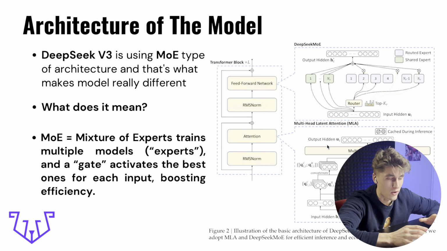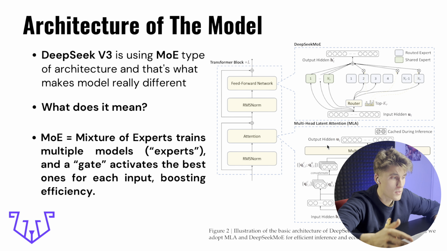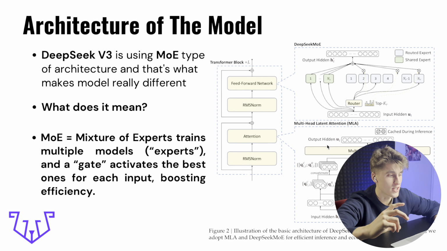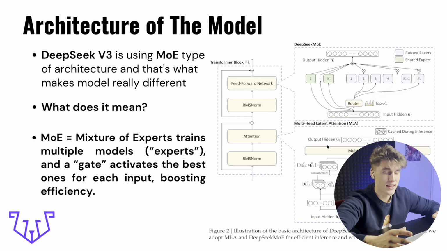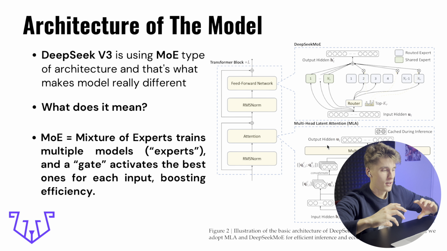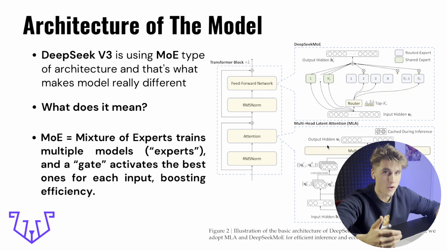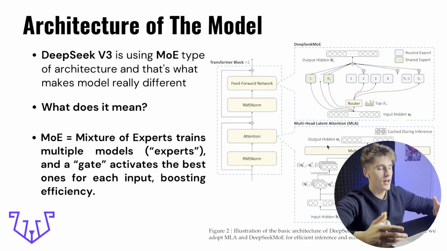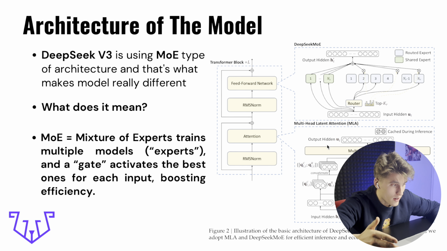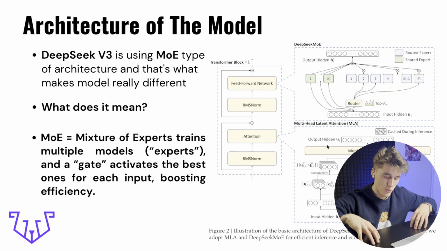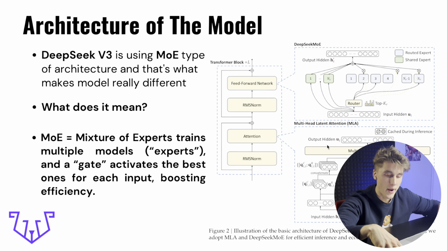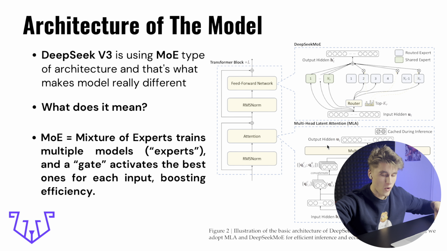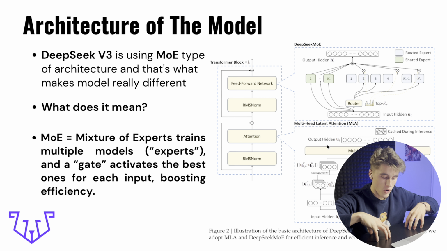Okay, why is this model that strong? Because of the architecture of the model. Okay, this model is using MoE. It is a mixture of experts, multiple trained models. This model is able to activate gates in the best way, boosting the efficiency of the model on the output that you will have. Okay, a gate activates the best one for each input, boosting efficiency. That means that you put the input inside the model, like your question, and the model is able to recognize what are the best gates to activate to make a response to your question, and it makes this model more efficient.